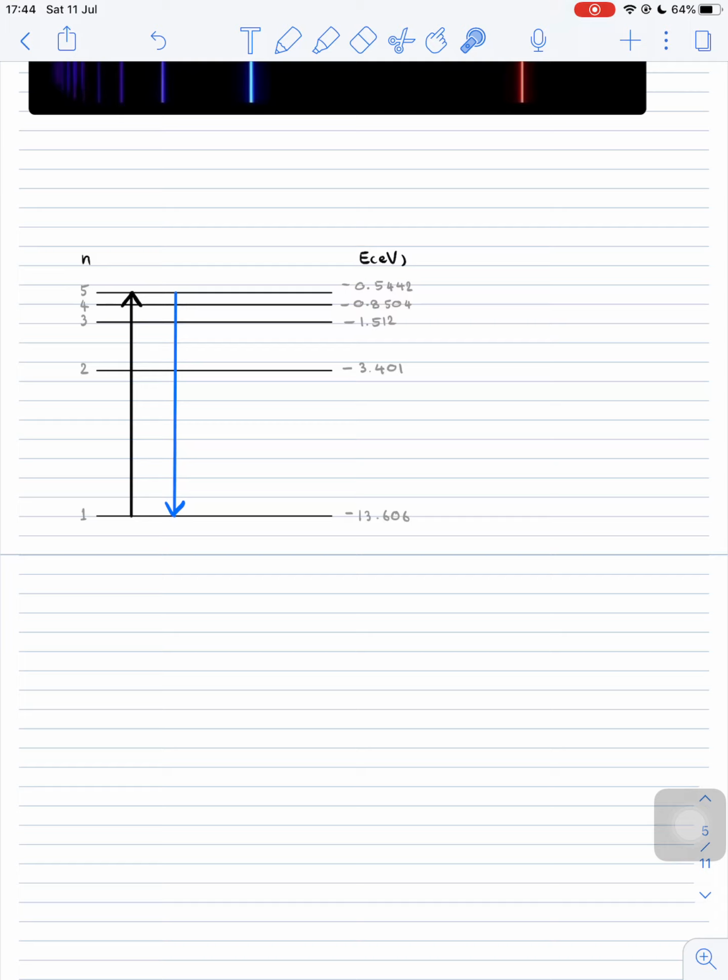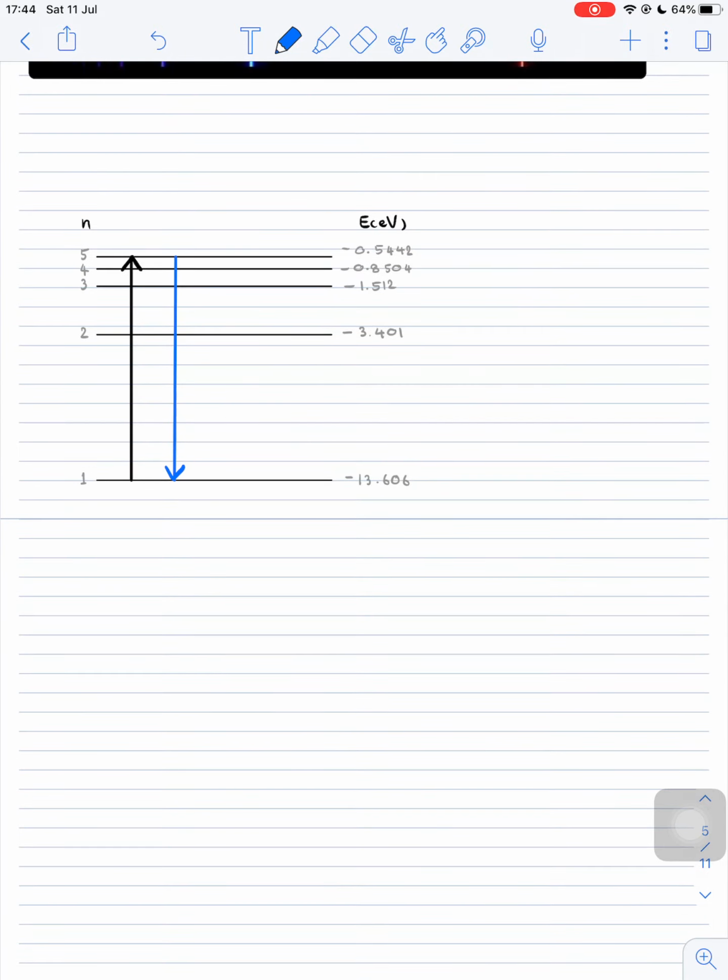In this case, the electron will release only one photon, and the energy of the photon is equal to the difference between this value and this value. Or the electron can jump from n equal to 5 to n equal to 2 first, and from n equal to 2 to n equal to 1. In this case, the electron will release two photons. The first photon has energy equal to the difference between these two levels, and the second photon has energy equal to the difference between these two values here.